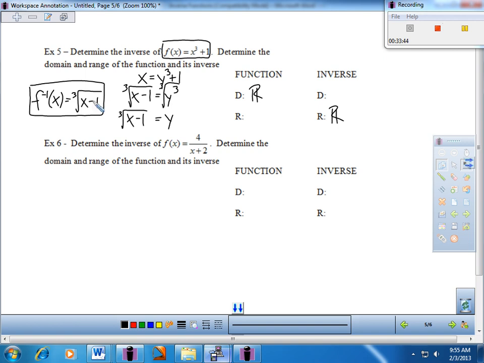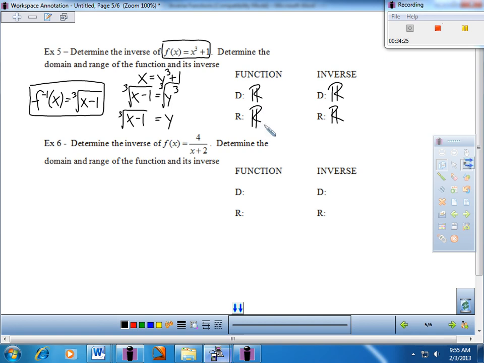Sure. Can I take the cube root of 0? Yes. Can I take the cube root of a negative? Yes, I can take the cube root of a negative. Is there any restriction on taking a cube root? No, there's not a restriction around. So what happens here is the domain of our inverse is all reals, which means, without even graphing this guy right up here, I know its range was all reals.